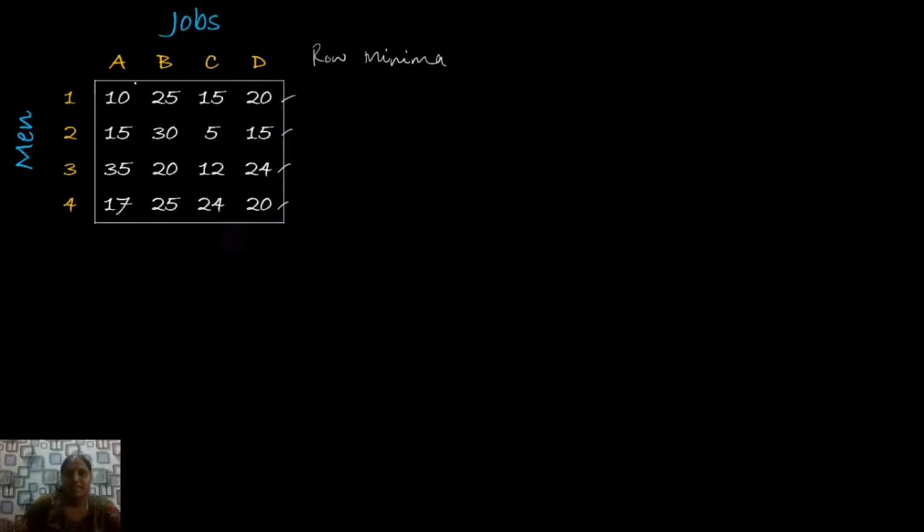The minimum element in the first row is 10. Look at the second row. Here the minimum element in the second row is 5. And for the third row, the minimum element is 12. And for the last row, 17 is the minimum element. Now we have to subtract this minimum element from the corresponding row elements.